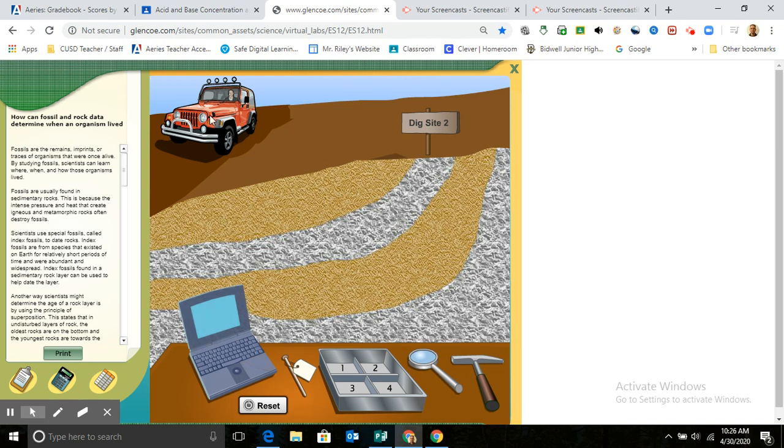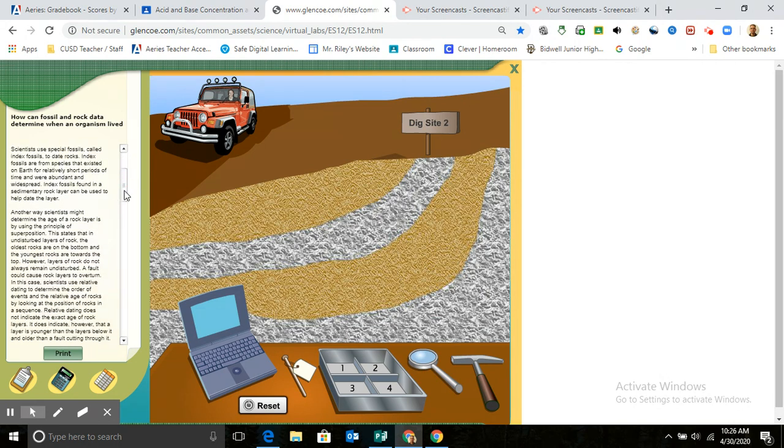Okay, when I first used this site, it was kind of tough to get used to, mainly because the instructions over here are kind of vague. So you are going to need to read through this. It's got some information that has to do with the analysis questions at the end.